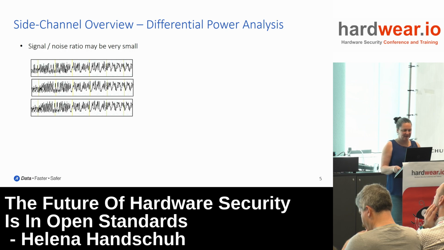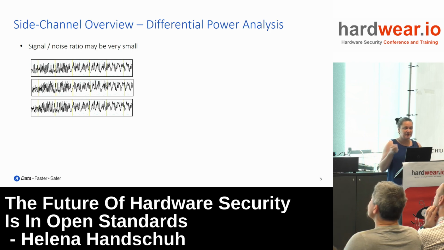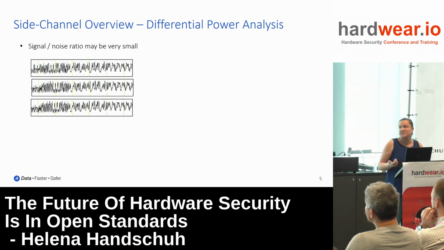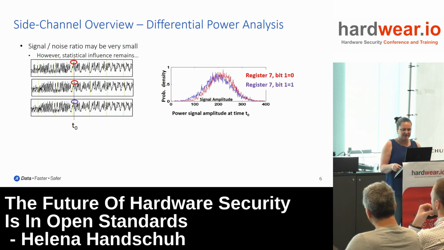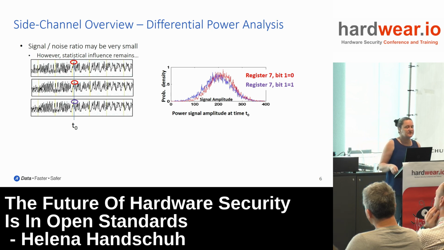All right, so let's look at how this works. If you look at one power trace here, let's say it's an AES execution. One power trace, the signal to noise ratio may be very small, so you don't actually see much. But statistically, there's influence in what is going on. So let's say, for example, you look at a specific bit in a specific register.